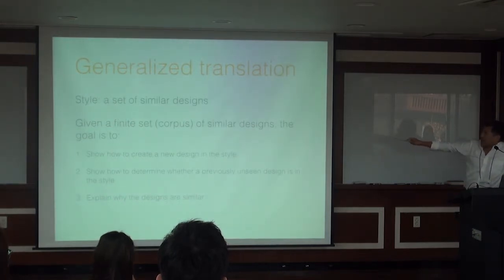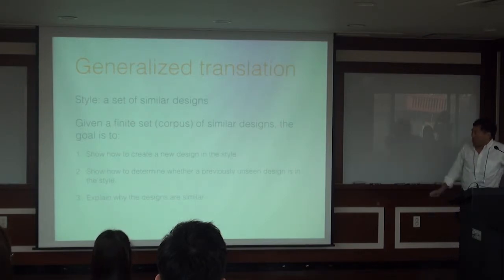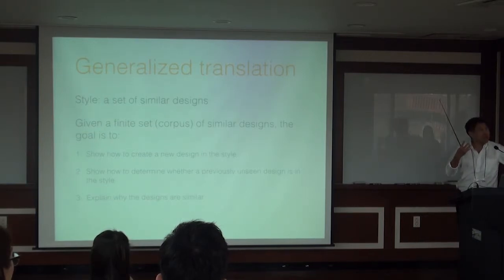Now, given that, then your problem, especially in cultural DNA, is that you have a finite number of things that you are looking at and you think they are similar, and therefore you want to understand them. What does it mean to understand them? Well, their proposal is that an operational definition of understanding involves being able to do three things. One is you show how you can make another design in the style. Second is, given a design that you haven't seen before, can you show how you can test whether it is in the style or not?